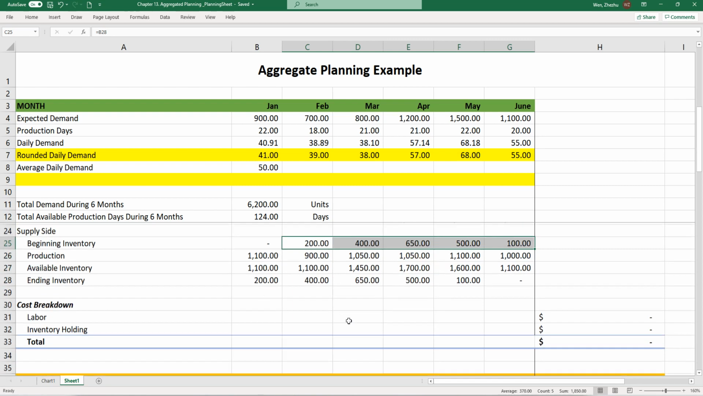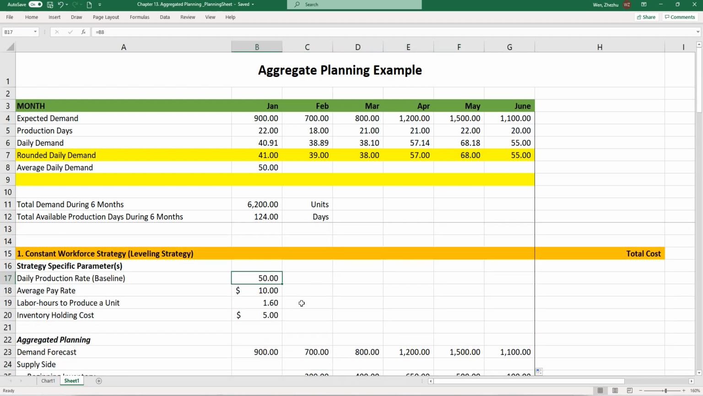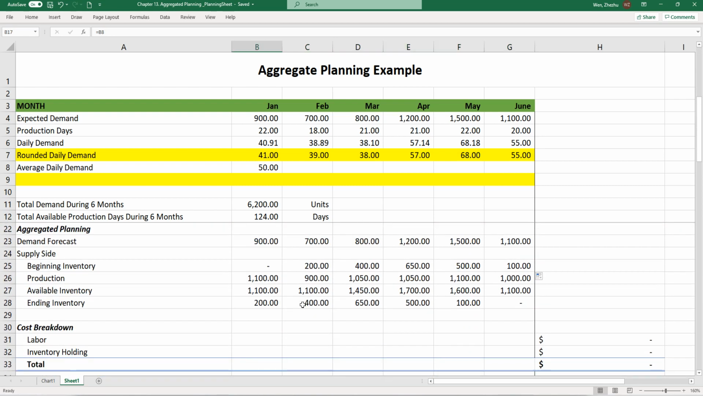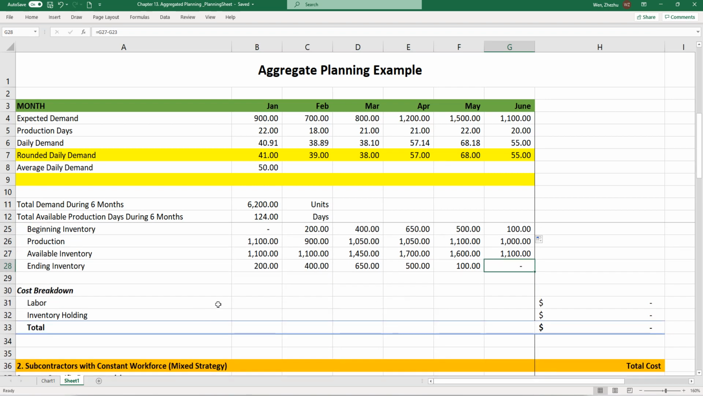So as you can see, 50 was the average production rate we needed to fulfill all those demands. We got everything fulfilled up until this point. Okay, next part is going to be figuring out the labor cost. So how do you figure out the labor cost?